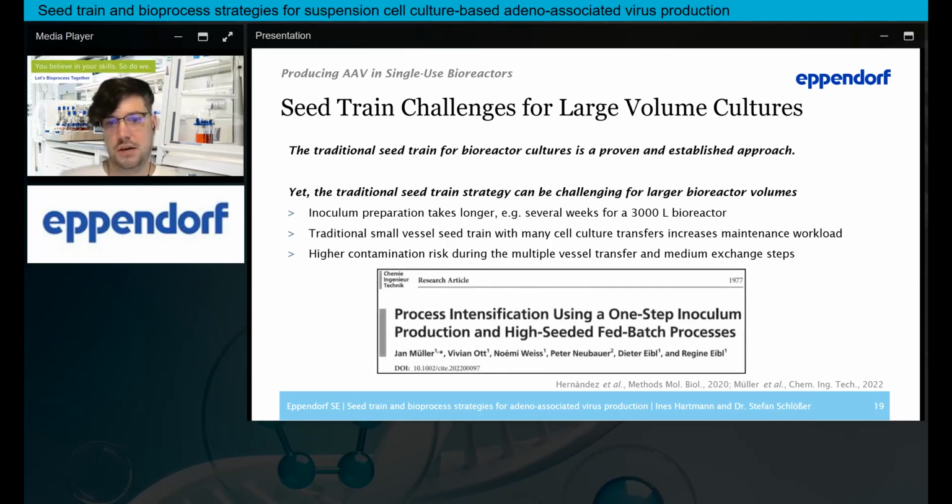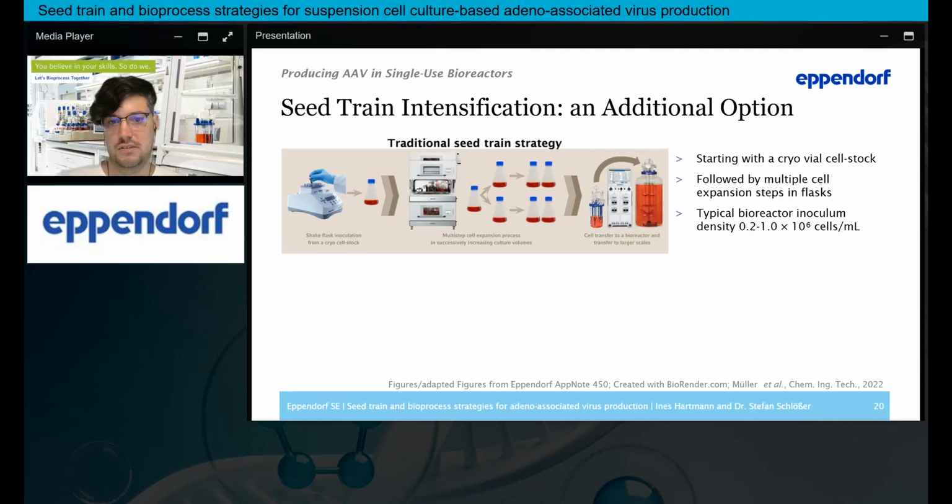This is why a bit over 20 years ago, it was suggested to intensify seed trains as an alternative approach to the traditional one. It was introduced in 2002. It was suggested for the first time, and over the last decades, it was further improved, and is now also a way to get your inoculum ready. And let's see what seed train intensification looks like.